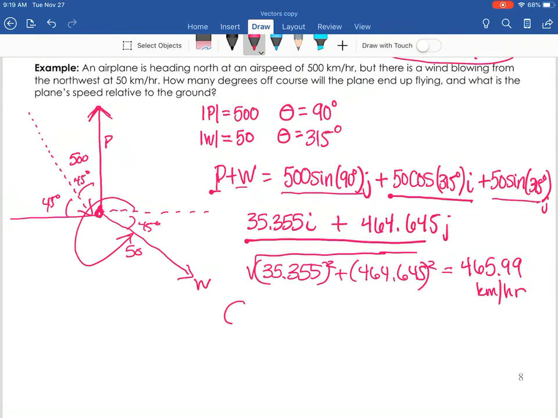Okay, now to find the direction after the wind pushes on it. Right now, we think the plane is going due north, but when the wind pushes on it a little bit, it's going to throw it off course. So let's see where the new course is with the wind. So I'm going to take inverse tangent. I'm going to take my vertical component, which is 464.645, over my horizontal component, which is 35.355.